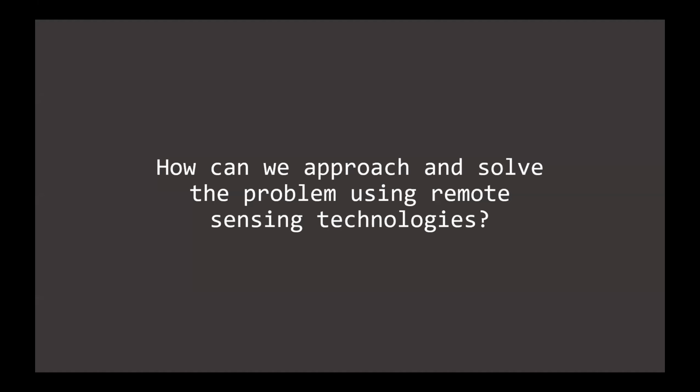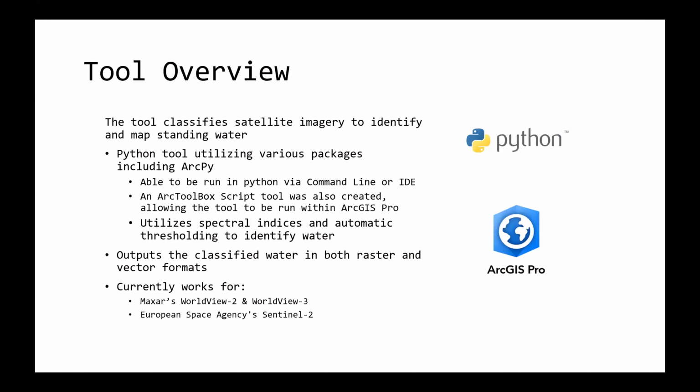So how can we approach and solve the problem of identifying standing water using remote sensing technologies? That's where the tool that I developed comes in. The tool classifies satellite imagery to identify and map standing water. It is written in Python and utilizes various packages, including ArcPy, as well as some native Python packages.